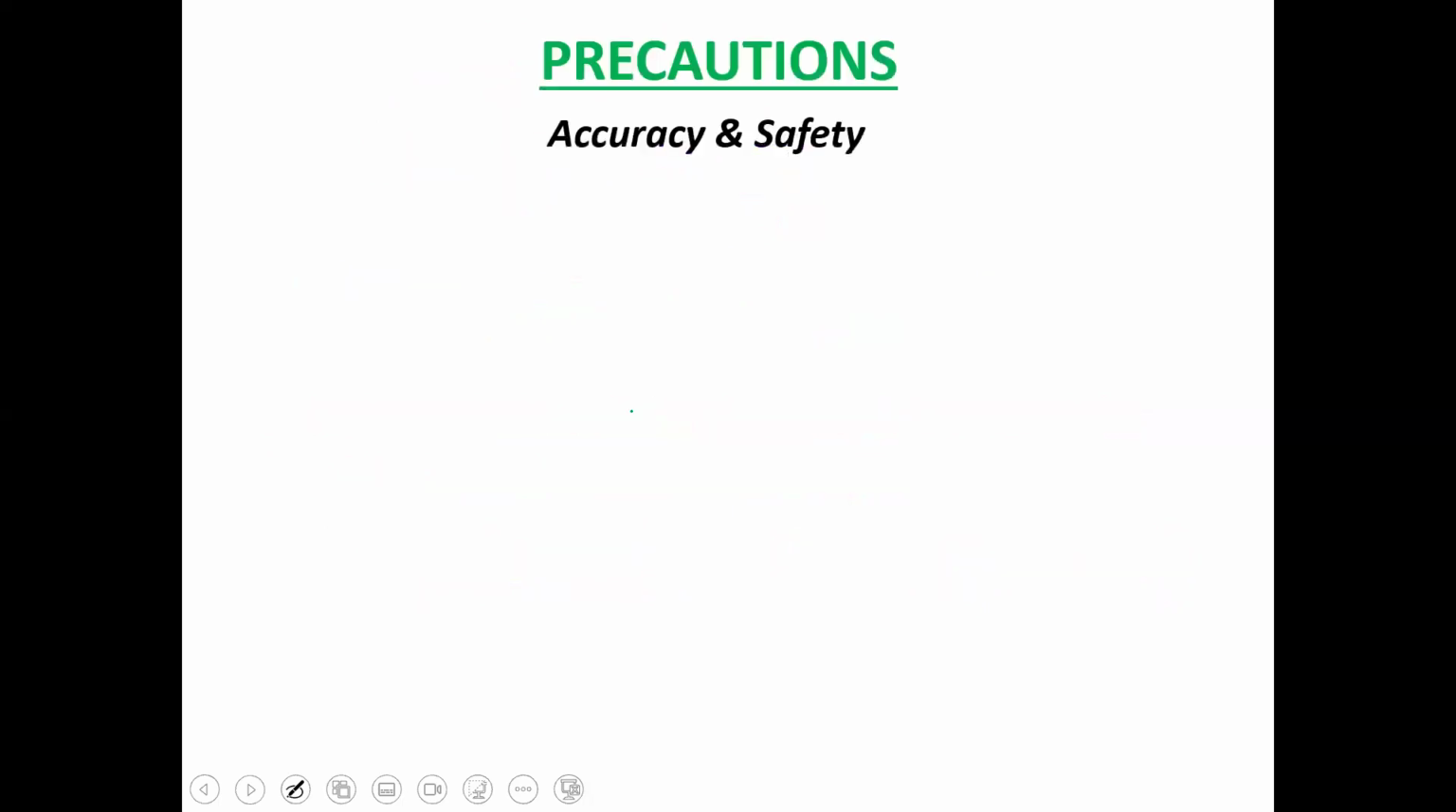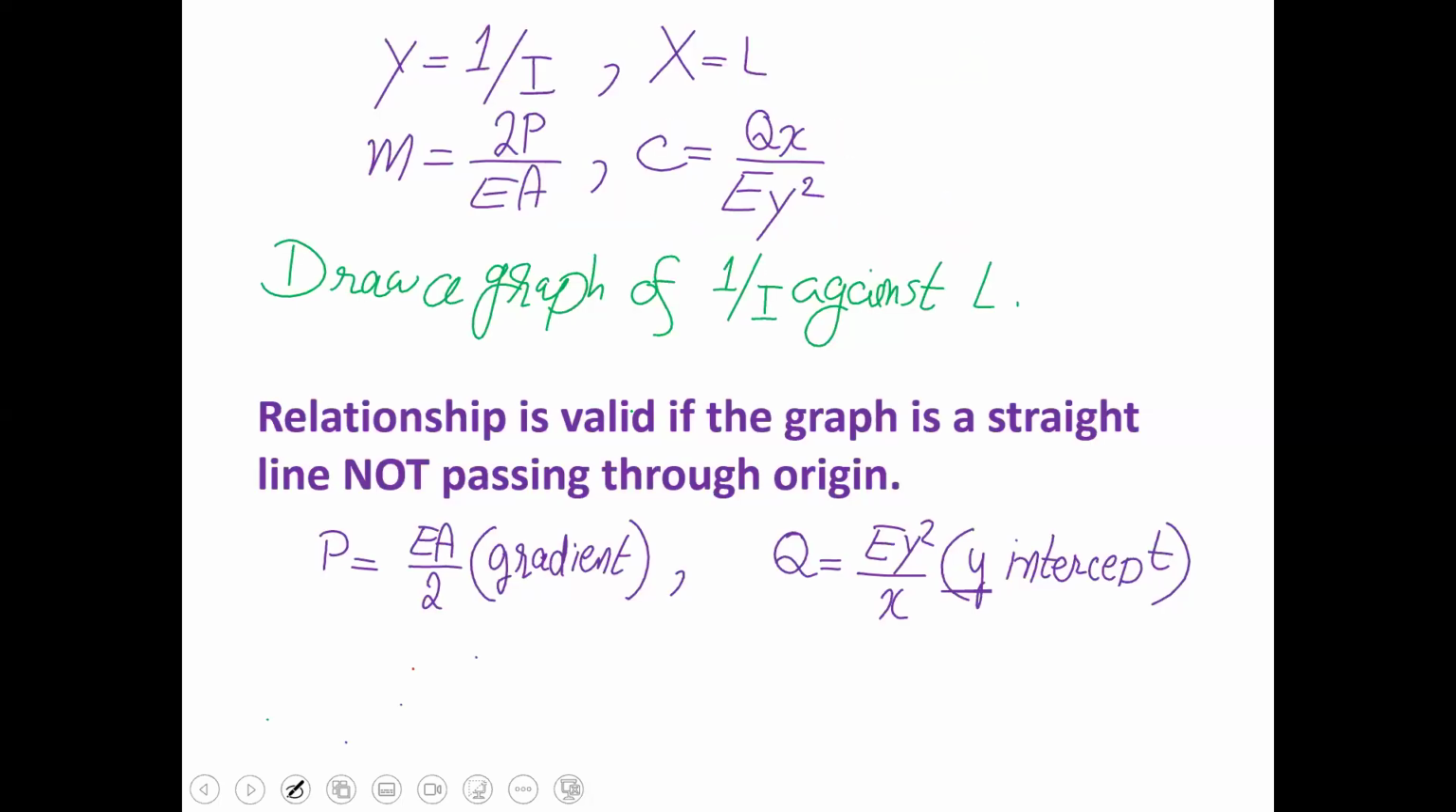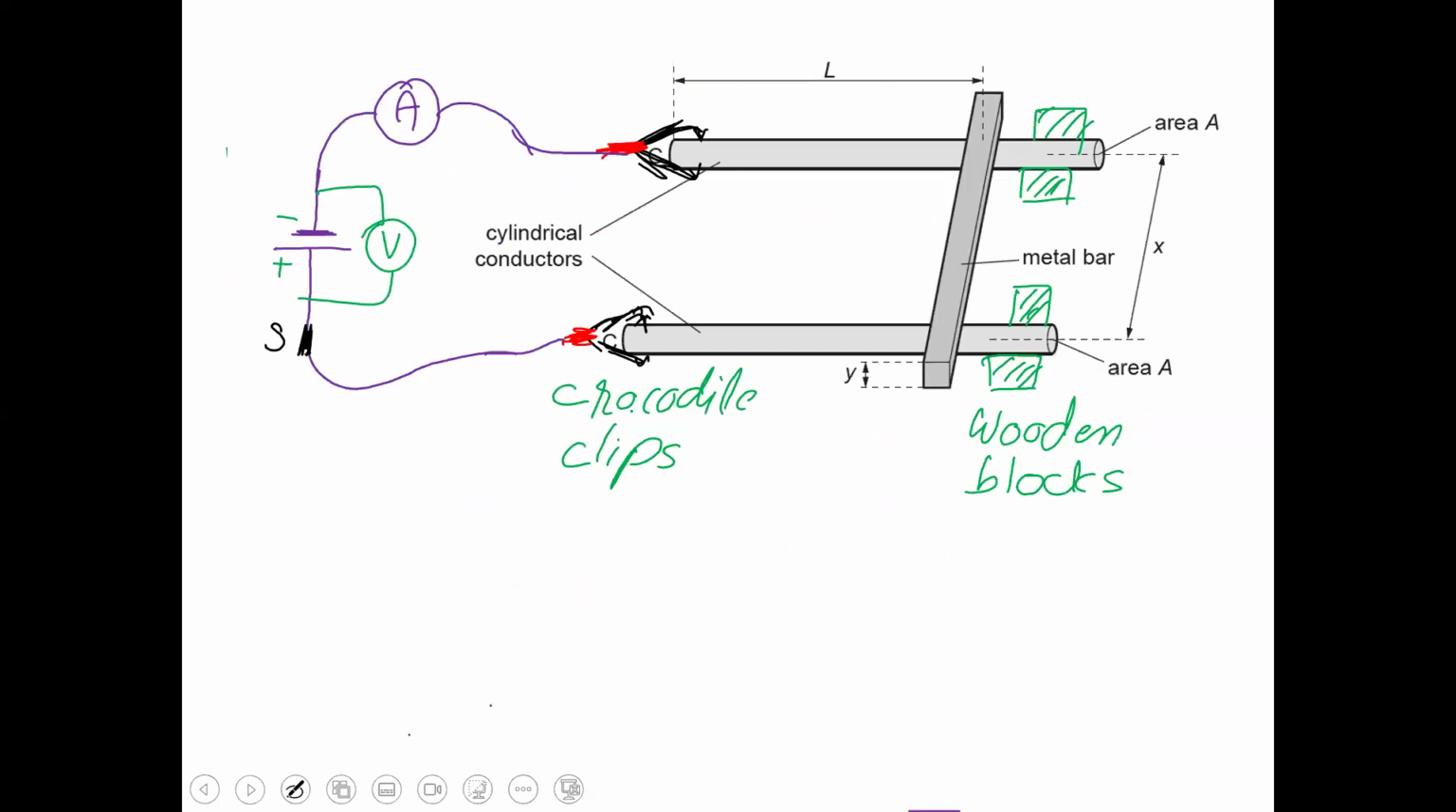Now, this is the next step. Now, look at the precautions. What are the possible precautions? Whenever you want to cover the precaution, you should go over the apparatus. Look at the apparatus. You have to mention that, as I mentioned earlier. The connection should be tight. There should not be any moisture.